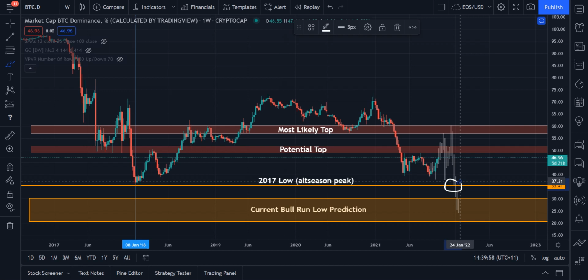So every percent below 35% we go, you're taking a higher and higher risk. So start selling at that point. That's another thing you can do. Right? That's the second point. That's the Bitcoin dominance chart.